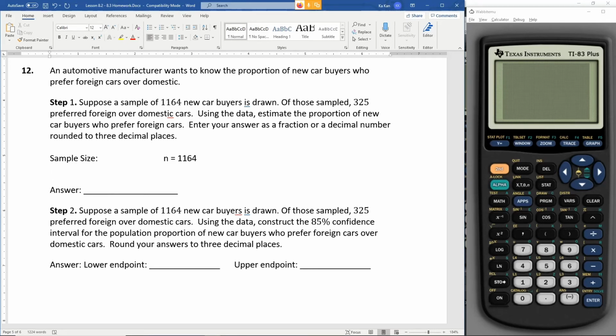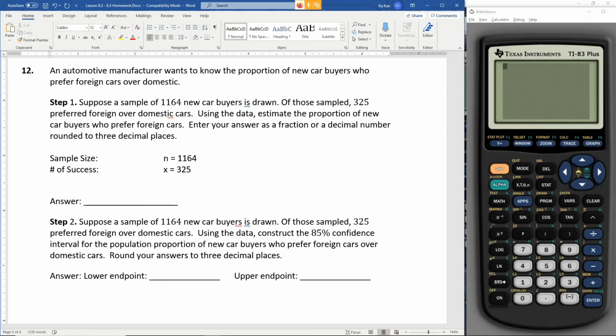So we survey 1,164 people. And out of those you sample, the number of successes is 325. We call it X equals 325. That's 325 people who prefer foreign cars over domestic cars. So using this data, we have to estimate the proportion of new car buyers who prefer foreign cars.